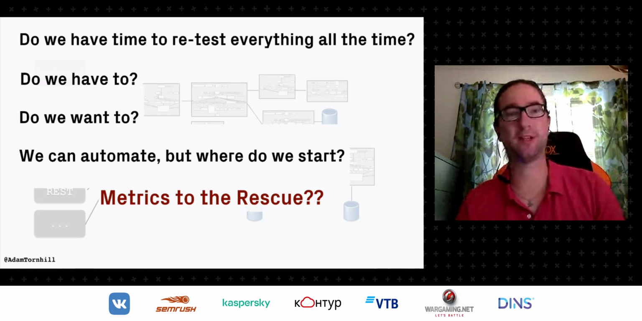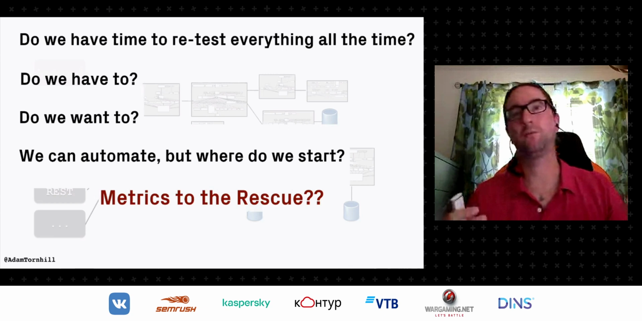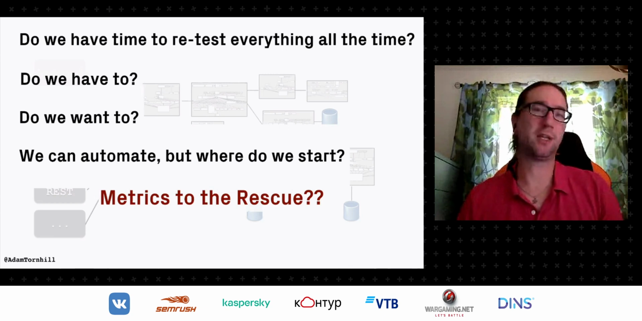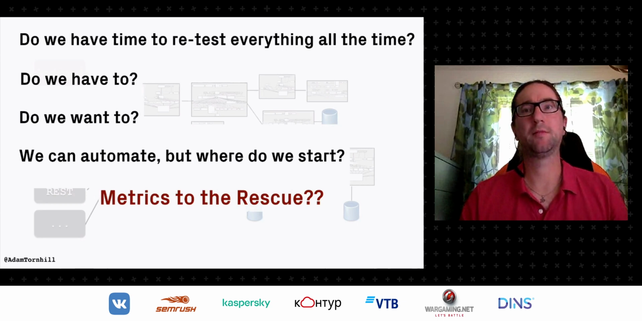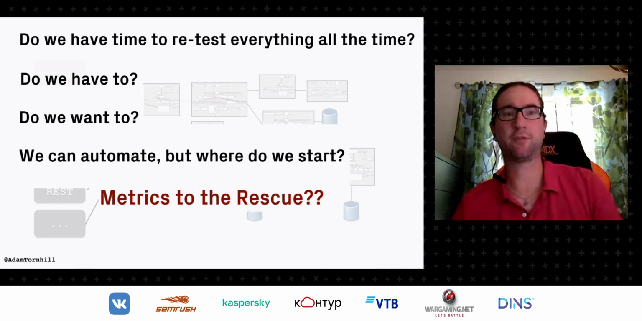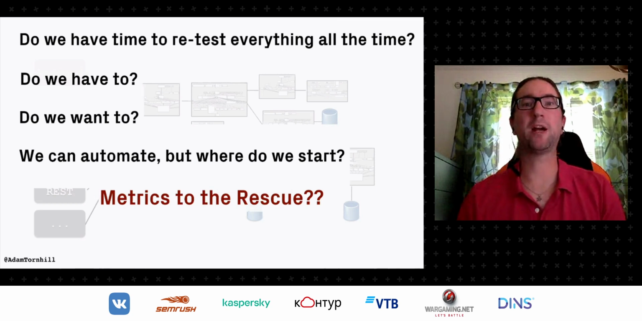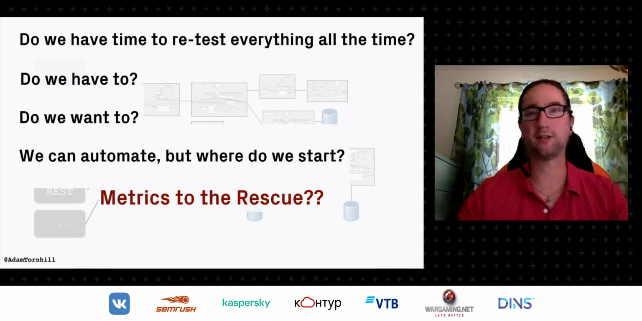I mean, our time is limited. And we can, of course, automate, right? We can automate a lot of our checks and verifications. But do we have to automate everything? Do we want to automate everything? And when we start with test automation, where do we start, right? If we have 2 million lines of code, where do we focus our efforts?